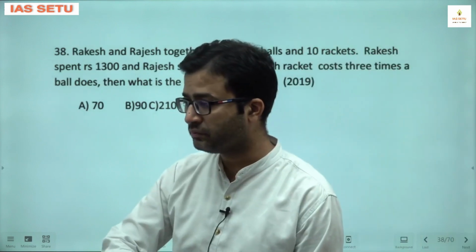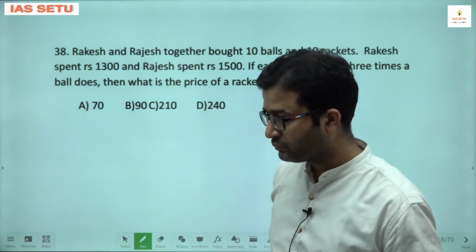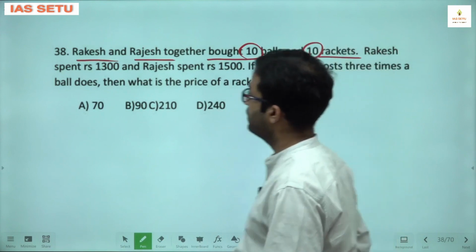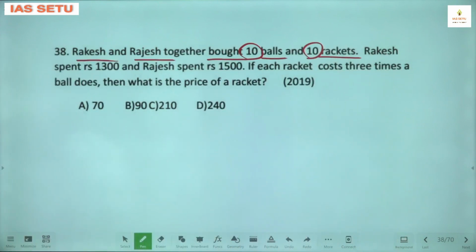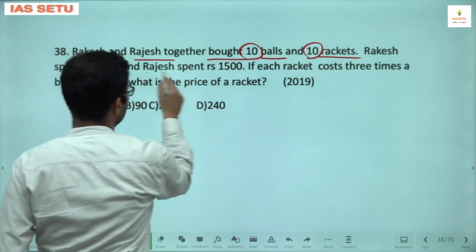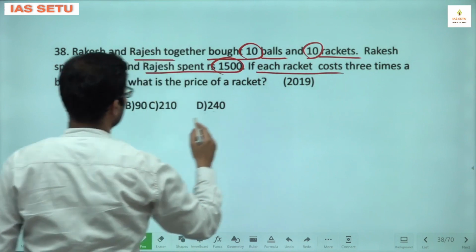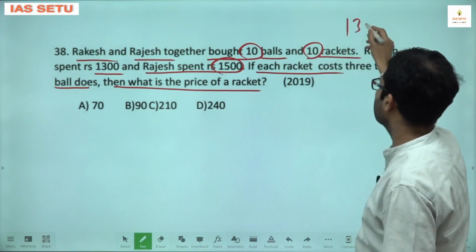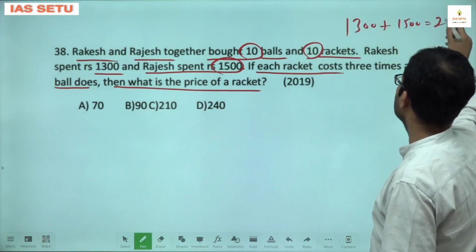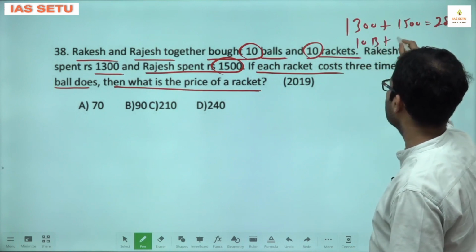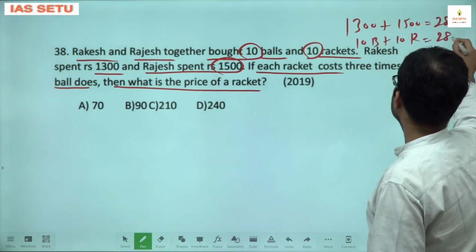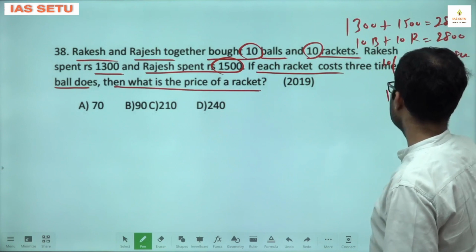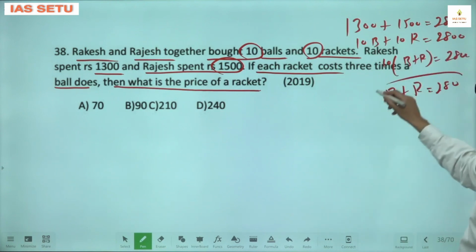Question number 38. Rakesh and Rajesh together bought 10 balls and 10 rackets. Rakesh spent rupees 1300. Rajesh spent rupees 1500. If each racket costs 3 times a ball does, then what is the price of the racket? So the total amount they have is 1300 plus 1500, 2800. In that they got 10 balls, 10 rackets. Take 10 common, ball plus racket, 2800. Take 10 to the other side: 1 ball plus 1 racket costs you 280.